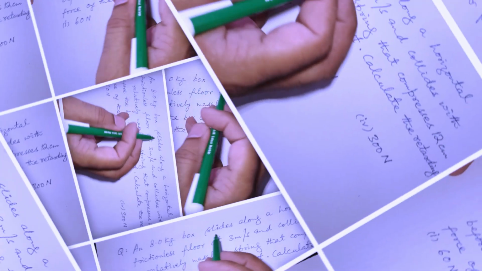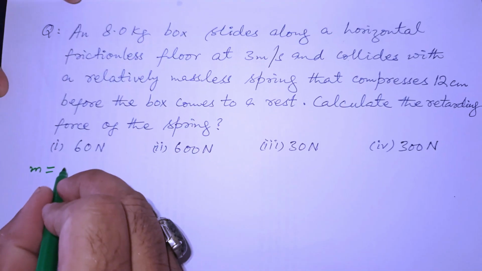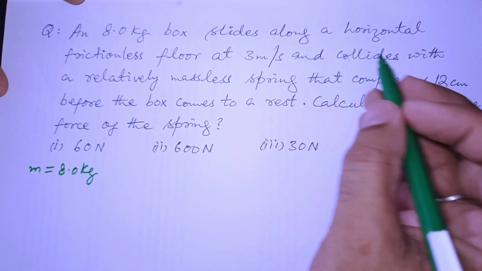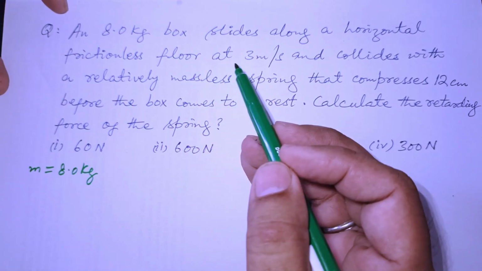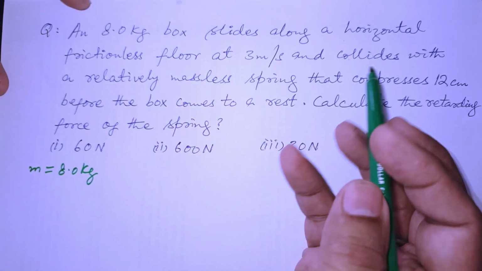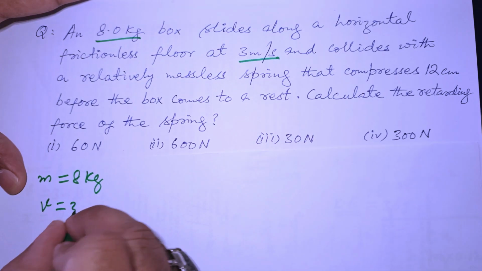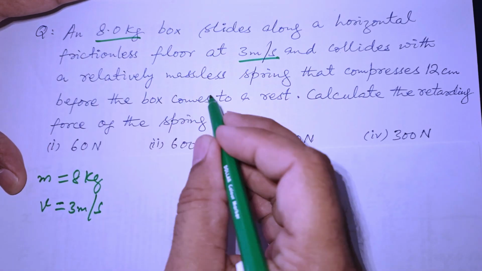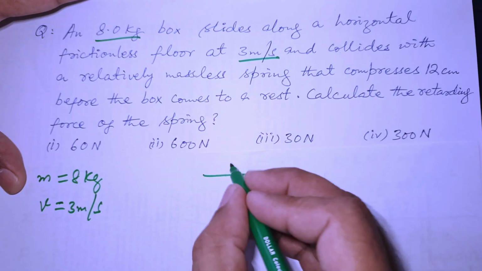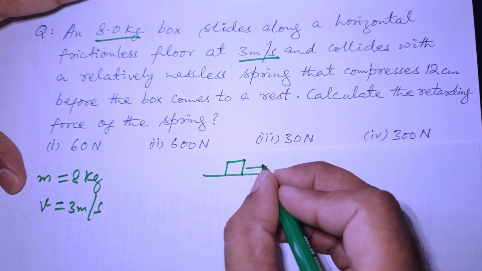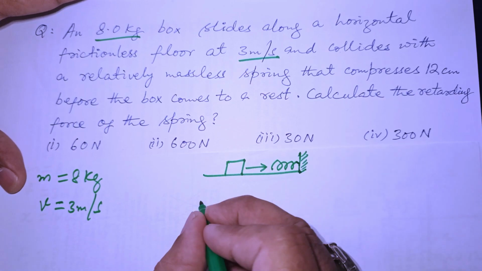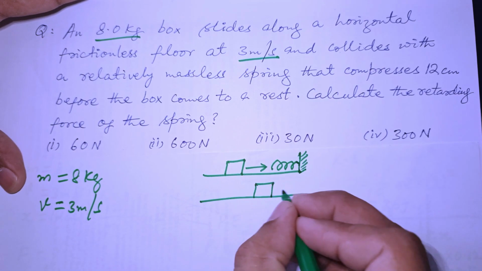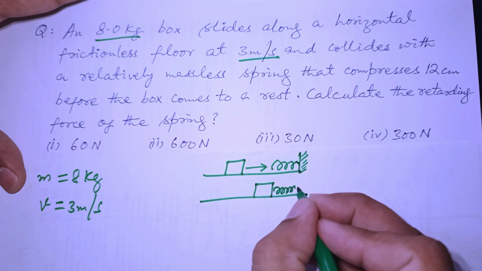An 8 kg box, so mass is 8 kg, slides along a horizontal frictionless floor, meaning there is no role of friction at all, at 3 meters per second. The velocity is 3 meters per second, and it collides with a relatively massless spring. The condition is like this: the box is moving in this direction, and this is the spring. The spring is nearly massless. When the box comes over here, it strikes the spring, and as a result the spring will be compressed.